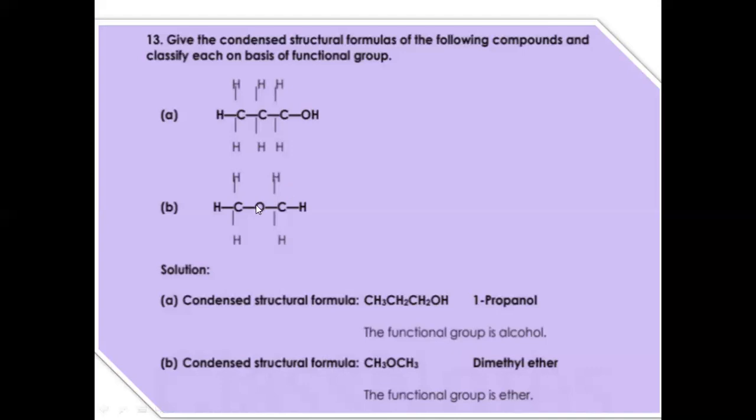Second example, you can see oxygen is present at the center and the two alkyl groups are present at the two sides. So this is CH3 at the right hand side and CH3, or alkyl group, or methyl group, at the left hand side.